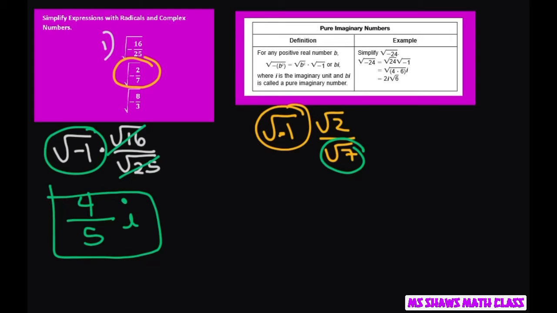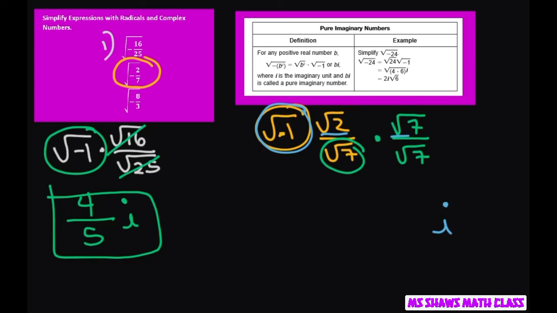So, from our previous assignments, what we want to do is rationalize that by multiplying it by square root of 7 divided by square root of 7. You're not supposed to have a radical in the denominator. Usually, so we want to rationalize the denominator. So this we know is I, so we can pull that out.